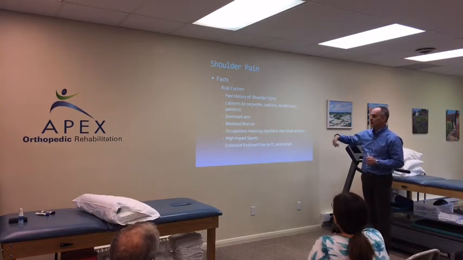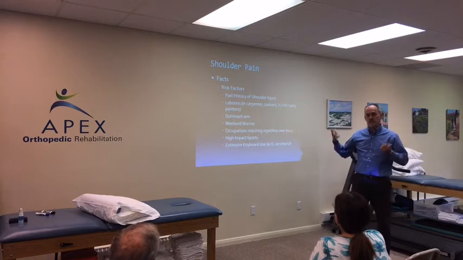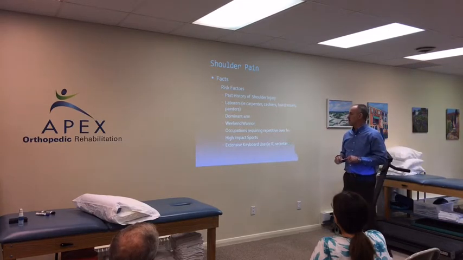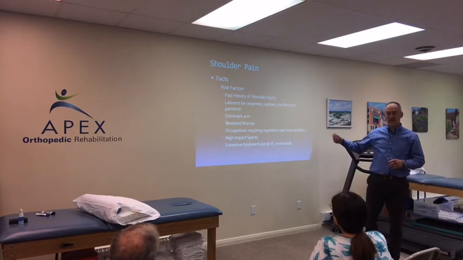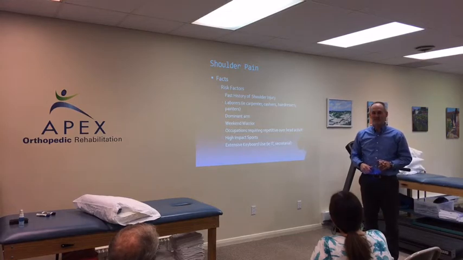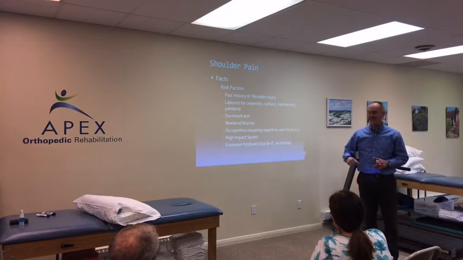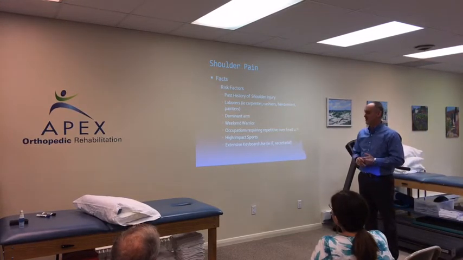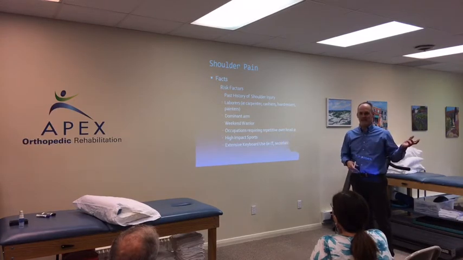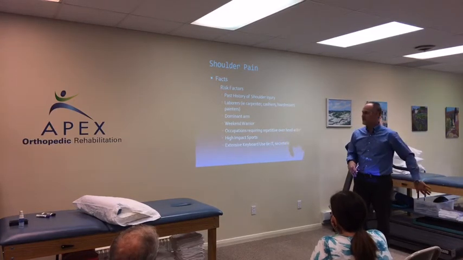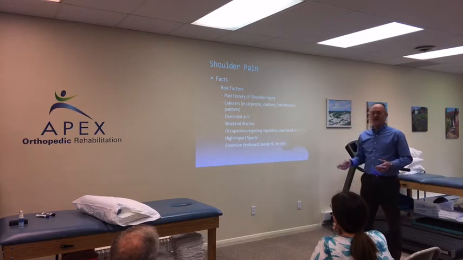Typically, your dominant arm is at a greater risk for problems, which is pretty intuitive. But the interesting thing is, when you have surgery on the dominant side, it gets better faster because people just naturally want to use it. When someone has an injury on the non-dominant side, they tend to neglect it, and they just don't use it as much, and it doesn't get better as quickly.